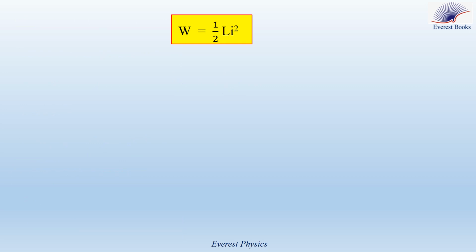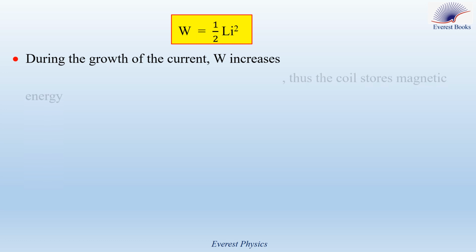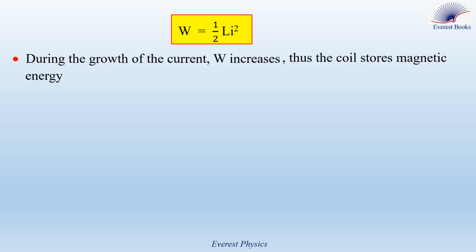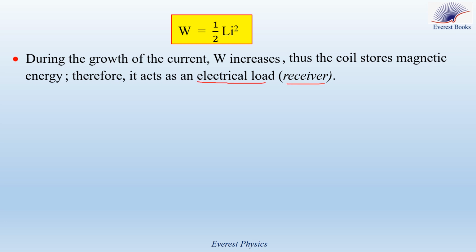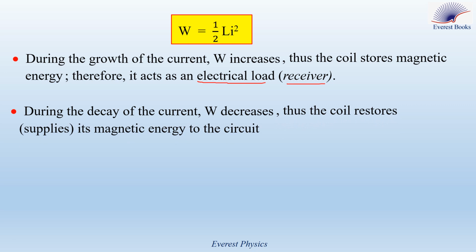By referring to the expression of the magnetic energy stored in the coil, which is equal to 1/2 Li squared, during the growth of the current, i increases, then W increases. Therefore, the coil stores magnetic energy. When the coil stores magnetic energy, we can write it acts as an electrical load or receiver. During the decay of the current, i decreases, then W also decreases. Thus, the coil restores or supplies its magnetic energy to the circuit. So in this case, it acts as a generator.